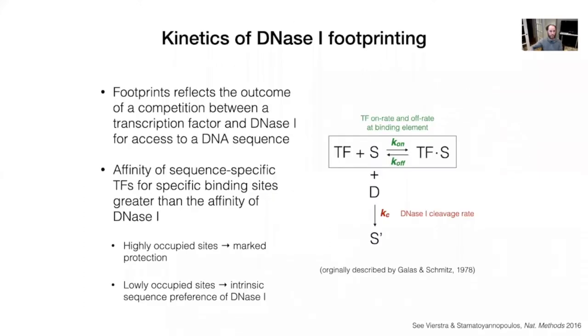Now, intuitively, DNase1 footprinting reflects the outcome of a competition between transcription factors and DNase1 for access to DNA. Footprinting works because the affinity of sequence-specific transcription factors for their specific binding sites is much greater than the affinity of DNase1 for those particular sites. So highly occupied sites will result in marked protection, or a DNase1 footprint, while lowly occupied sites will reflect the intrinsic sequence preference of DNase1 itself.